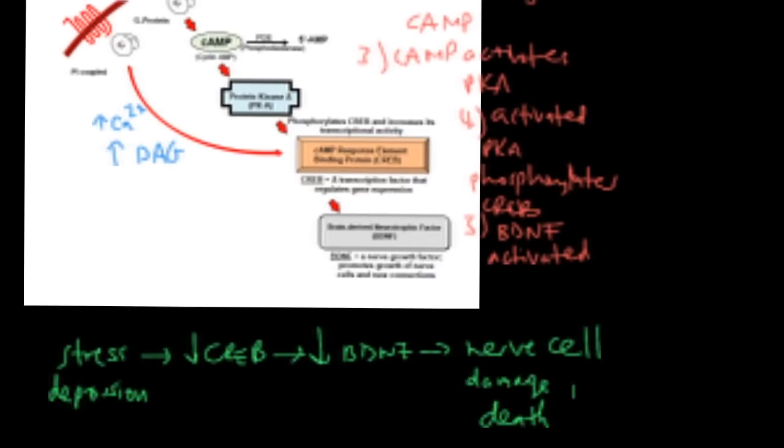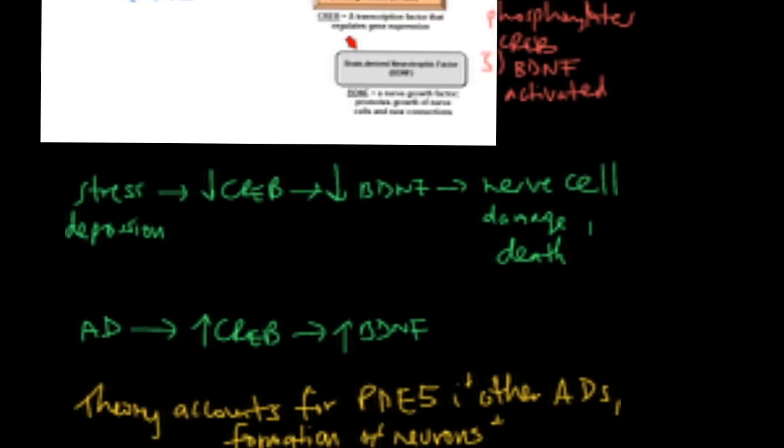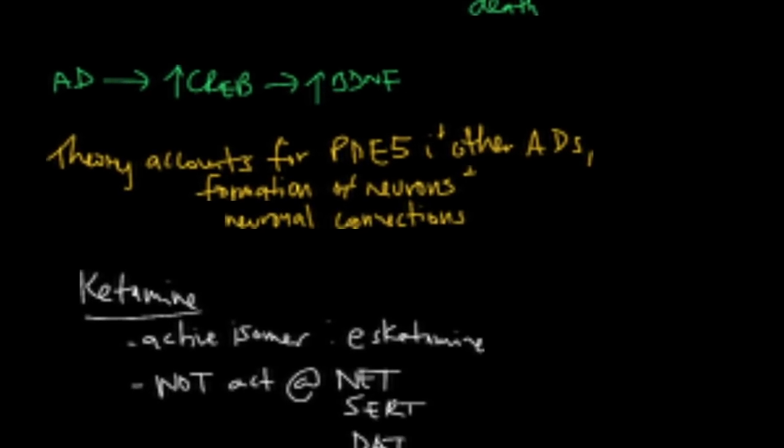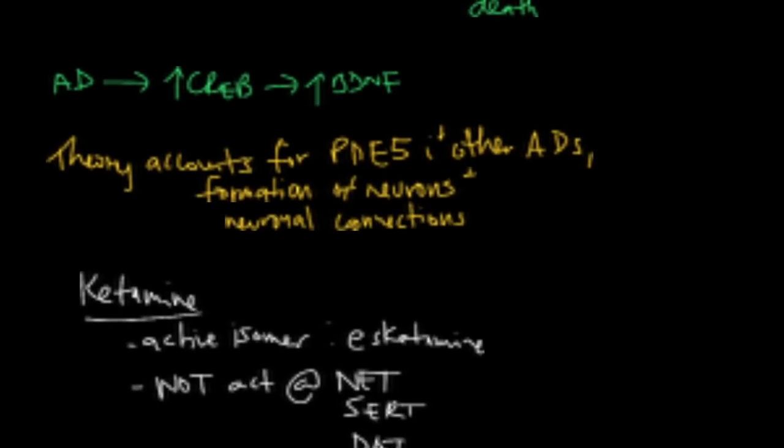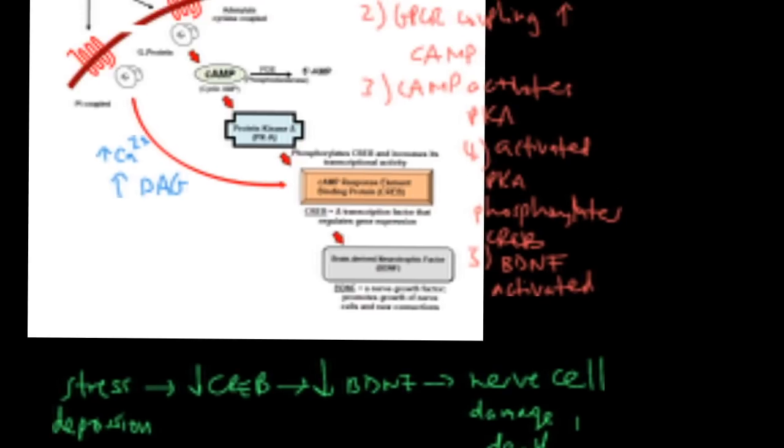So stress and depression decrease CREB, which decreases BDNF, which causes nerve cell damage and nerve cell death, whereas antidepressants regenerate CREB, therefore regenerating BDNF. This accounts for PDE inhibitors and everything I said earlier, because PDE is responsible for breaking down cyclic AMP to 5' AMP. So if PDE inhibitors stop the breakdown of cyclic AMP, it allows cyclic AMP to therefore produce BDNF.